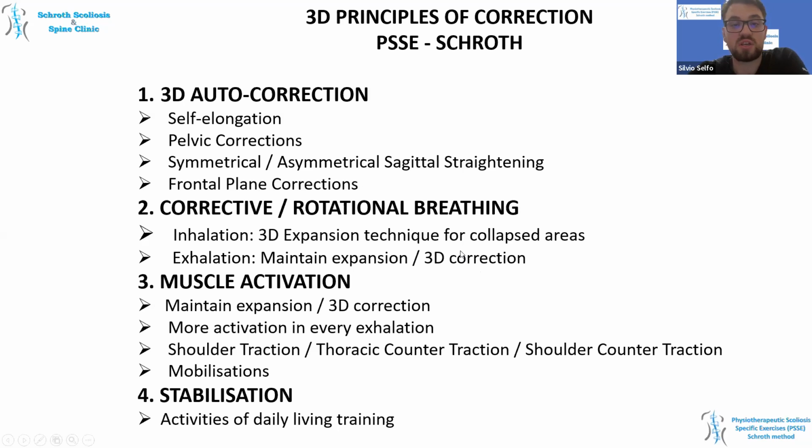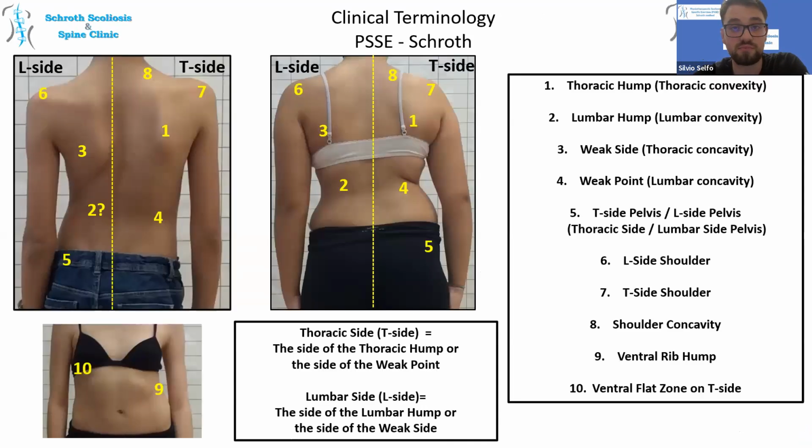And after this rotational breathing, we have to activate the muscle. So in every exhalation, we have more activation. And we have some techniques for muscle activation like thoracic countertraction, shoulder countertraction, mobilization in 3D correction during exercise. After all this correction and the muscle activation, we have to stabilize all this correction, and we have to train our patient to keep this correction in activity of daily living.